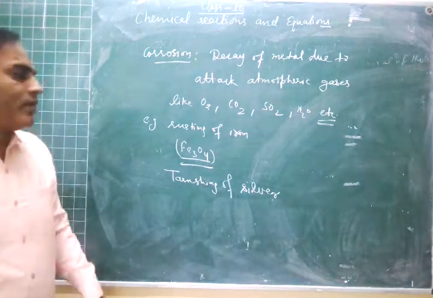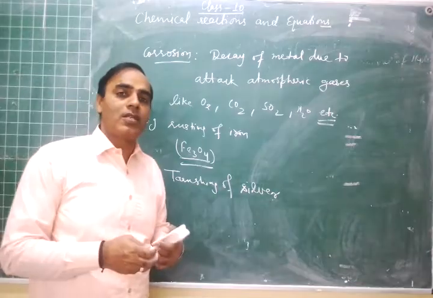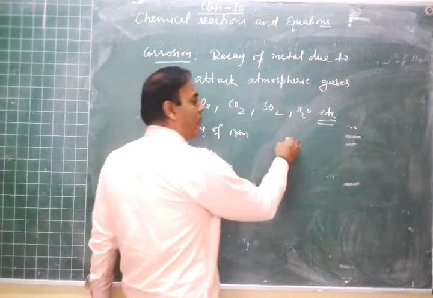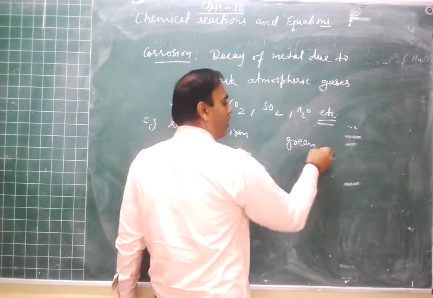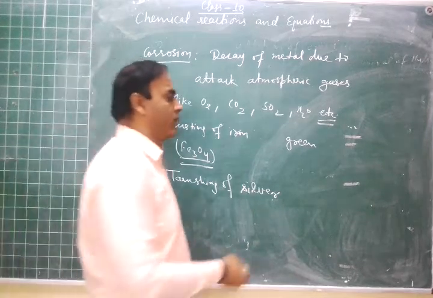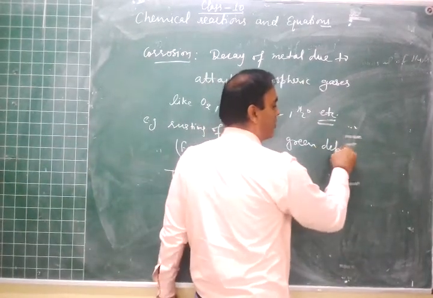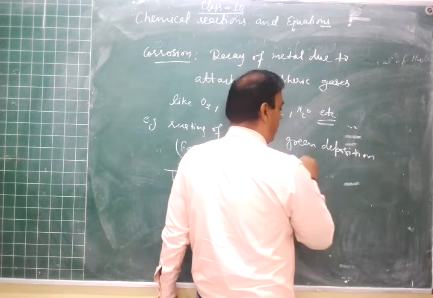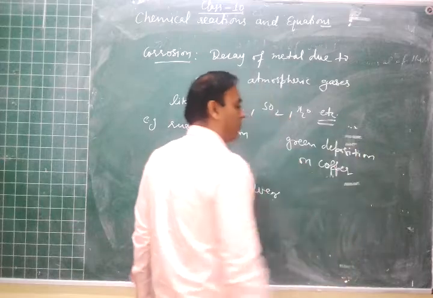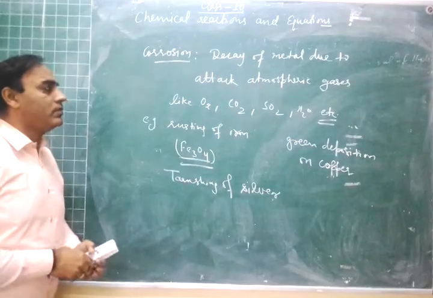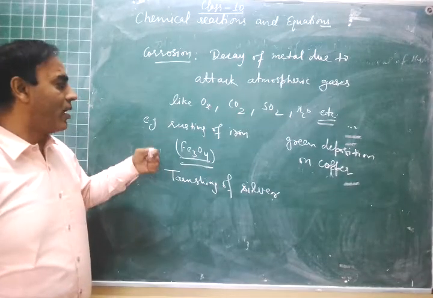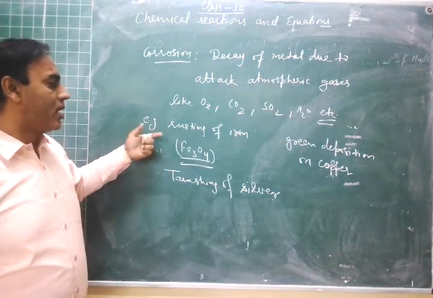Now there is another example like green deposition on the copper, that is also an example of corrosion. A green color layer gets deposited on the copper, that is known as corrosion of copper. Right? So this is about corrosion, and we have discussed rusting of iron, and this is the major example.